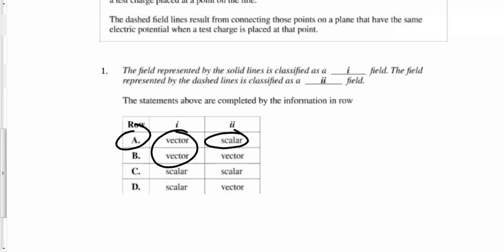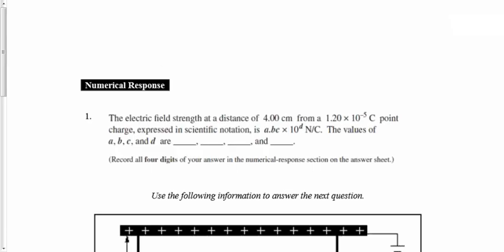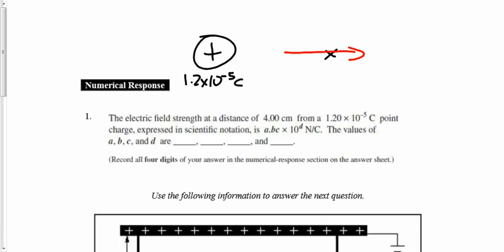Numeric response number 1. The electric field strength at a distance of 4 centimeters from this point charge is what? Let's draw this out. Here's my point charge. I'm trying to find the field strength 4 centimeters away from it. First of all, the field will point away from the positive, right? This positive that we know something about, its charge is 1.2 times 10 to the minus 5. That can't possibly be experiencing the field right there because it's not there. Therefore, it's not an experiencer, it's a producer, right?